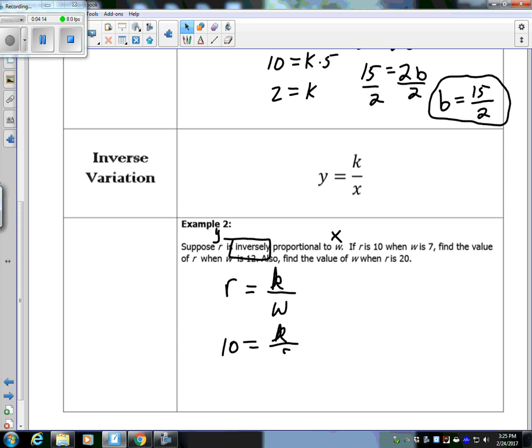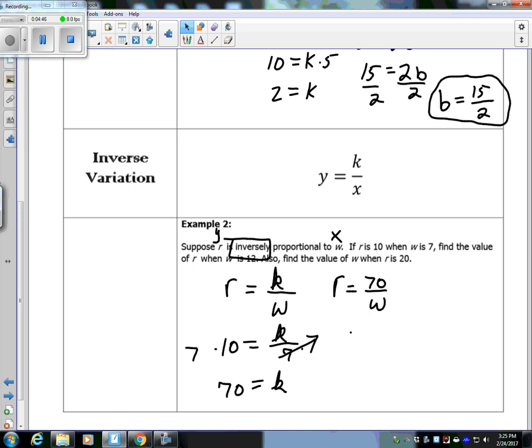The first part of the problem usually is to figure out your constant. So you multiply by 7, and you get K, the constant in this case, is 70. So in our equation for this problem, the constant is 70. We substitute that in, and this is our equation: R equals 70 divided by W is the equation we are using for the rest of the problem. So now let's use it. Find the value of R when W is 12.